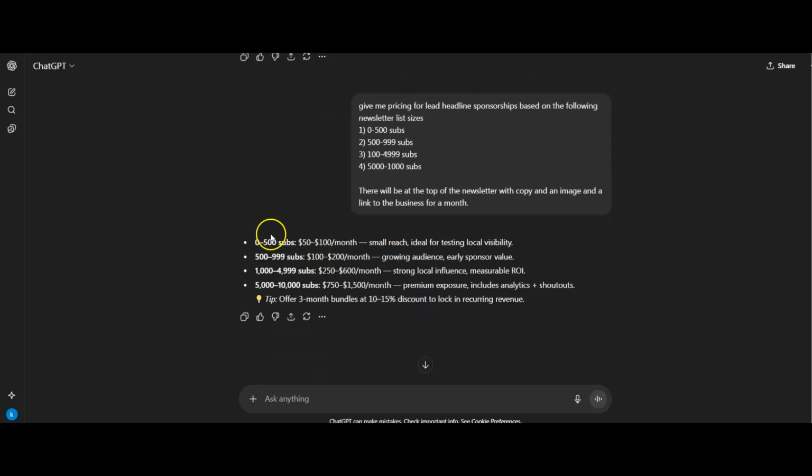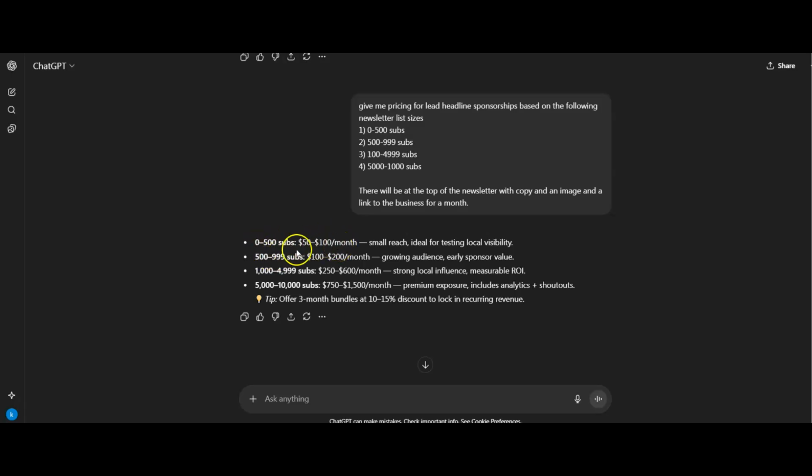So if you're at 0 to 500 subs, you're probably looking at $50 to $100 a month for 4 issues. You've got small reach, and this is actually great for local testing. So I really wouldn't worry about how much money you're making. Just get ads in, get the clicks in, get some results, get some feedback, get some testimonials while you are definitely under 250 subs. Then you can start to charge.